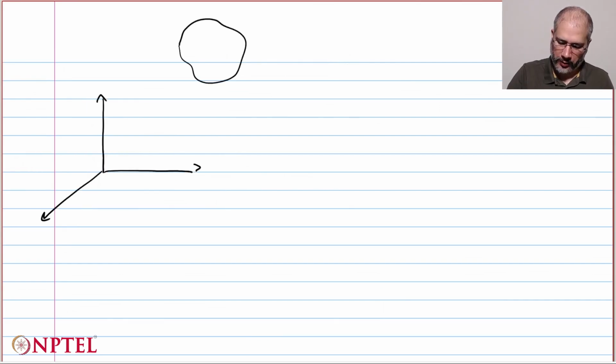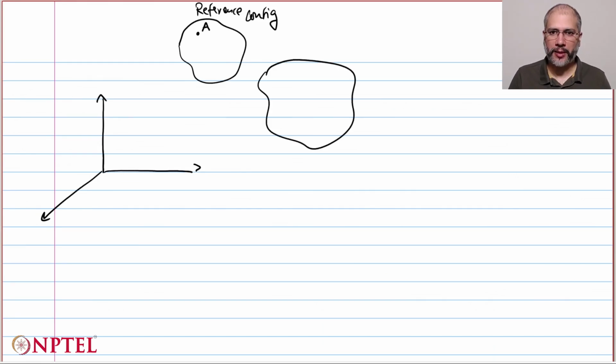So let us say this is the body in its reference configuration. And we have a point A, that is a material point A in the reference configuration. And then the body deforms at a later time into a current configuration. And the point A has moved to this small a in the current configuration.